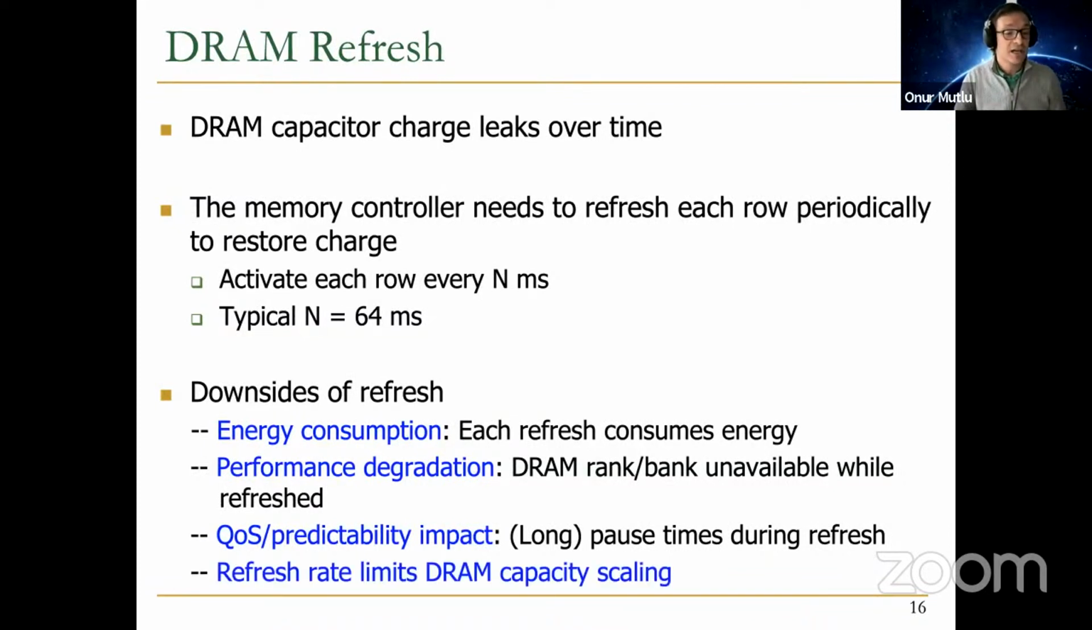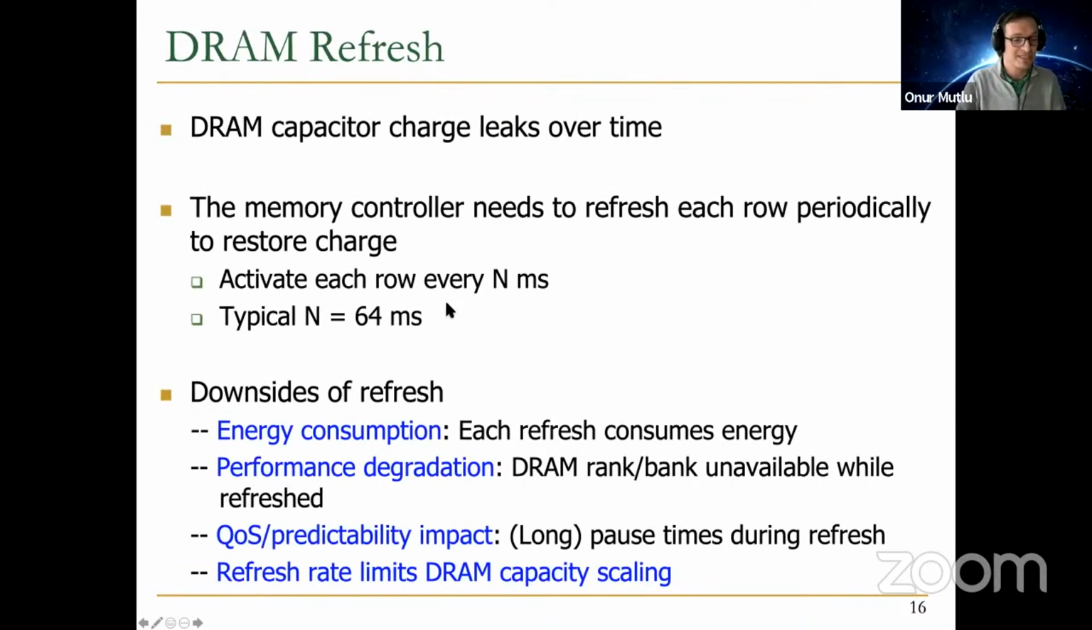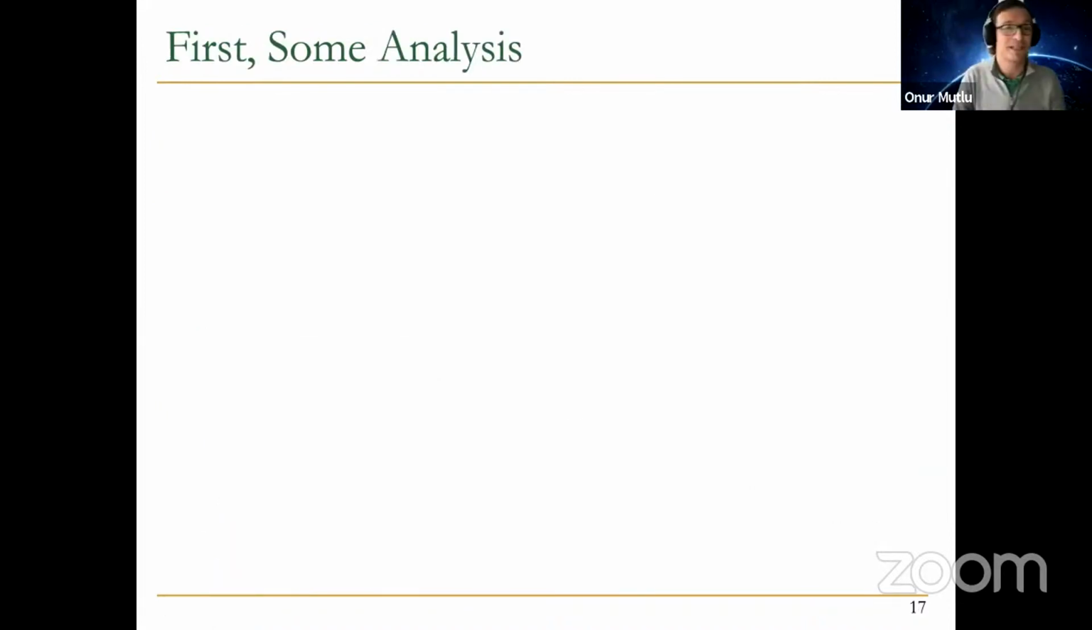And it turns out how frequently you need to do refresh really limits how far into the future you can scale the capacity of DRAM. Let me actually talk about this a little bit. Basically, today's DRAM chips consist of some number of bits, let's say 8 gigabits. If you want to make this like 64 gigabits, then it becomes harder because refresh becomes a bottleneck. That's what this last bullet over here means. Refresh rate limits DRAM capacity scaling. And I'm going to actually show you some examples over here.